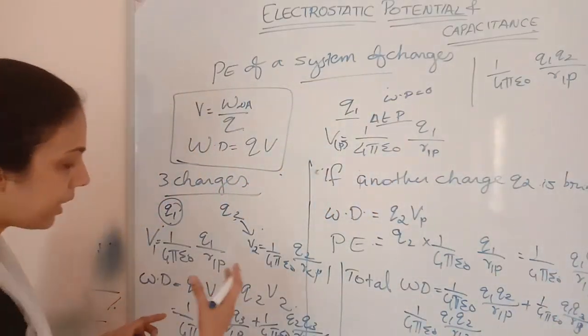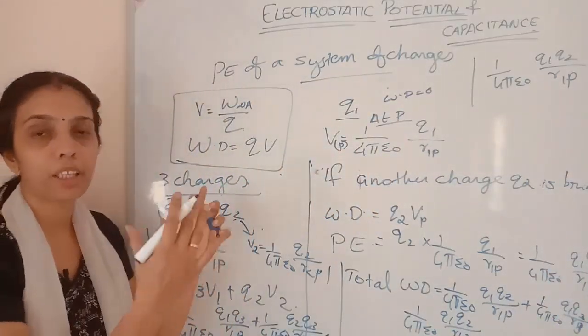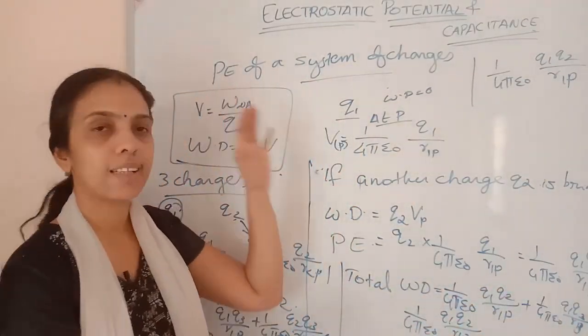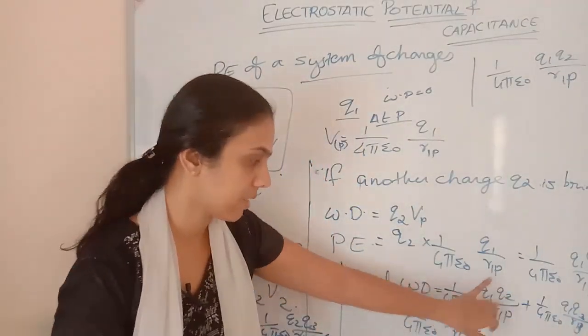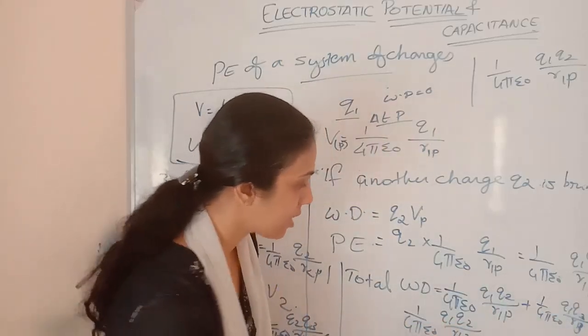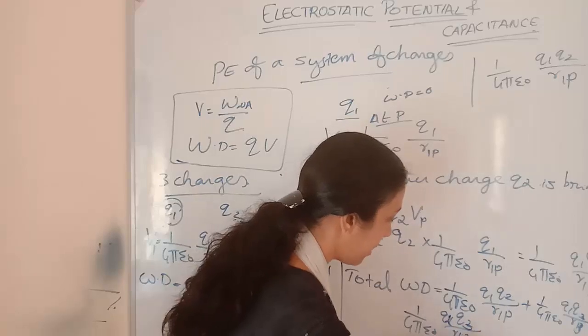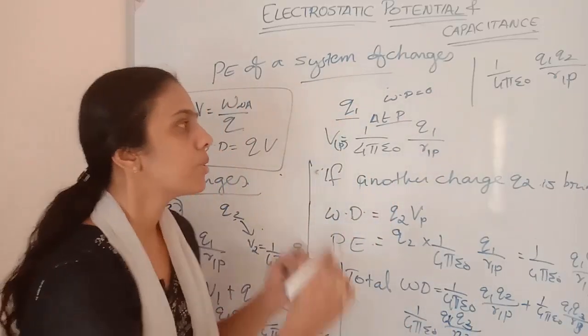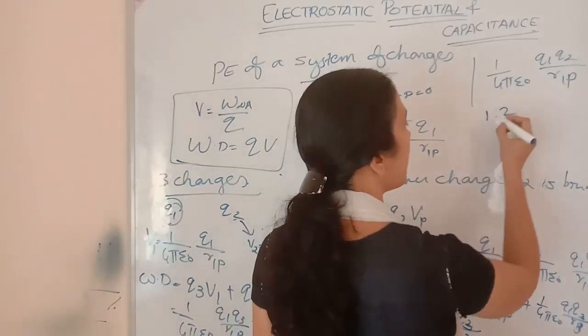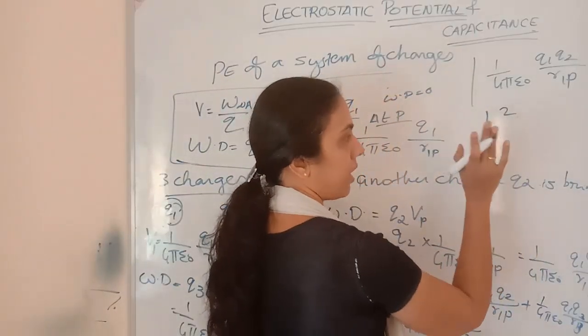So that depends on which pairs are coming into effect. This is the final work done for a system of three charges: between 1 and 2, 1 and 3, and 2 and 3. R23 also we should include. So it's simple: the potential energy between 1 and 2 means Q1 Q2 divided by R12.